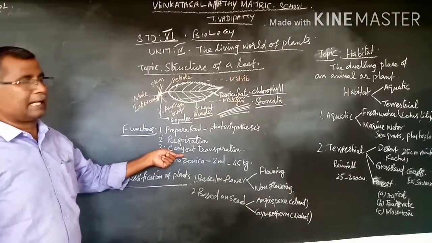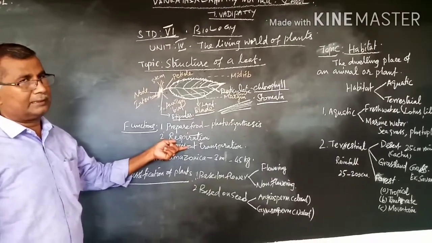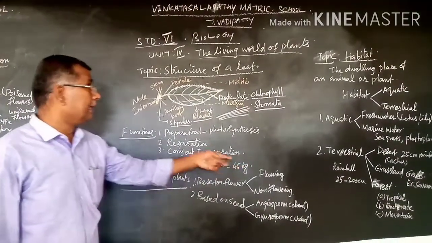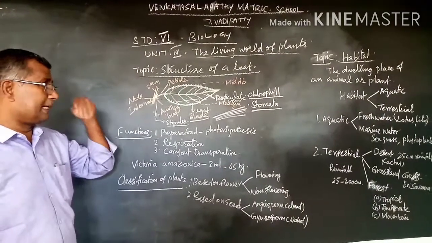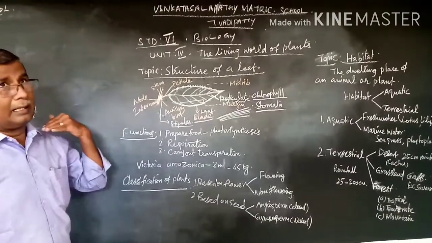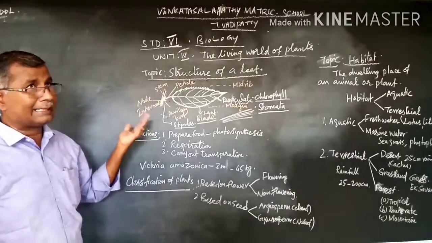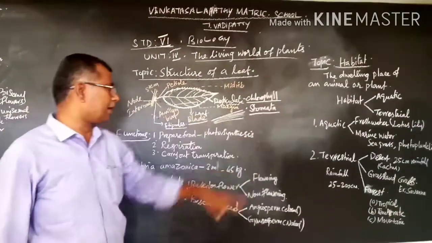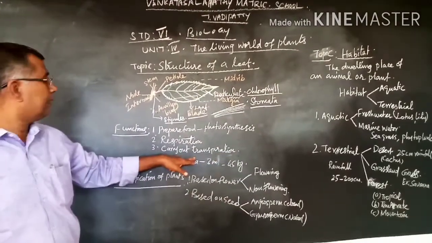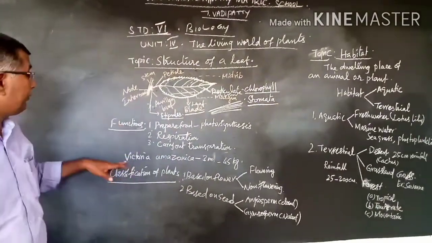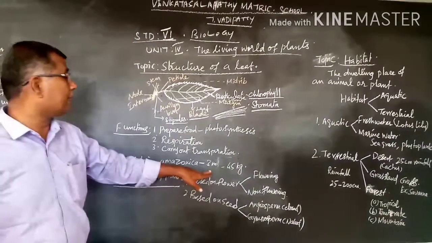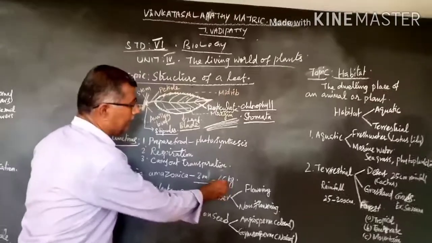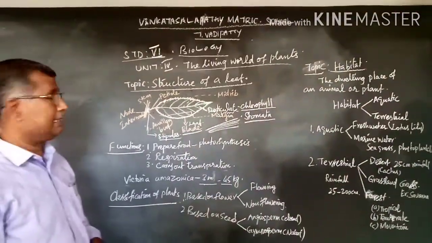The third one is transpiration. Transpiration means they eliminate the excess water through stomata. Understand? The leaf of Victoria amazonica is 3 meters in length and it can carry even 45 kg.